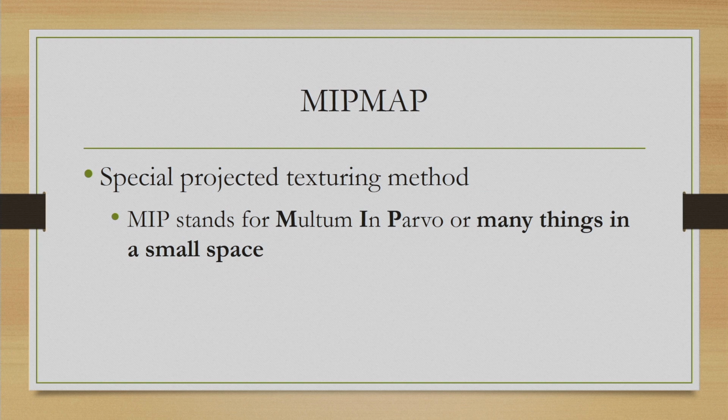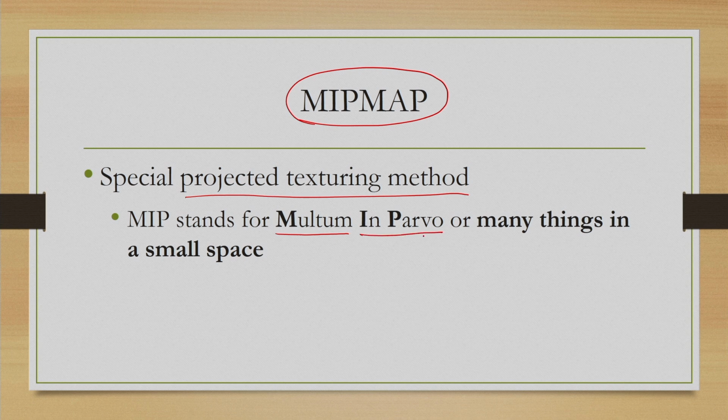There is one special technique used in the projected texturing method also, apart from the ones that we just discussed. This is called the MIP map technique, where MIP map stands for multum in parvo map. Multum in parvo means many things in a small space. What is the idea?